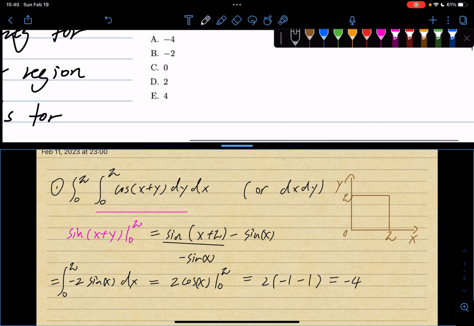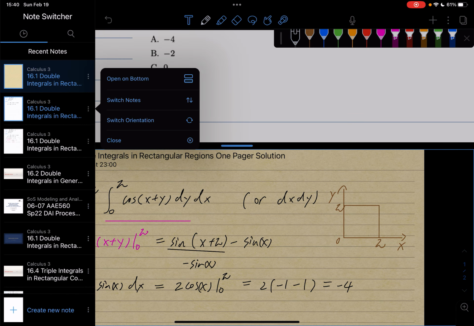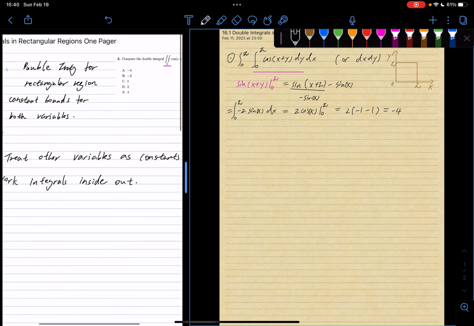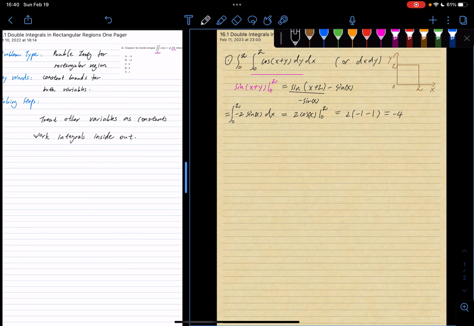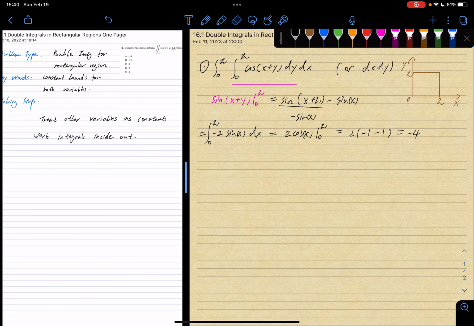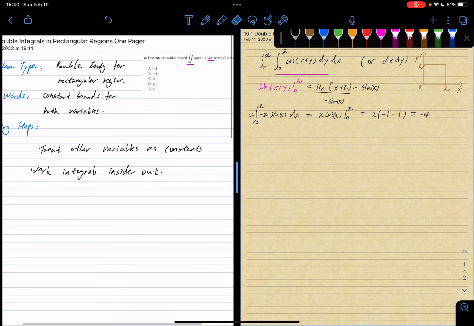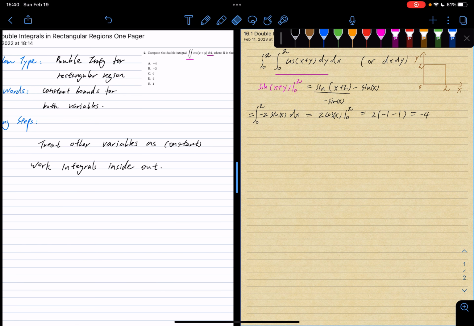That's all there is for double integrals in rectangular regions. This is the easiest double integral we will be discussing for the rest of chapter 16. Chapter 16 is going to be all about double integrals as well as triple integrals. It's pretty straightforward. Just notice that this is a constant bound, set up the integral properly, and then just go ahead and do it.